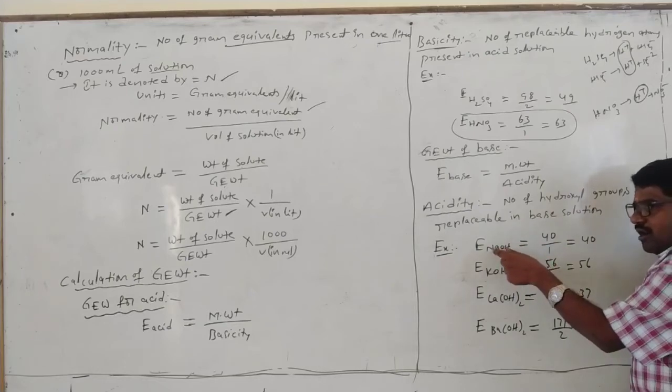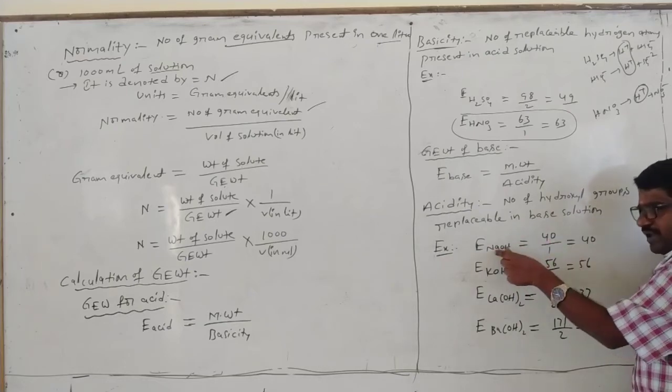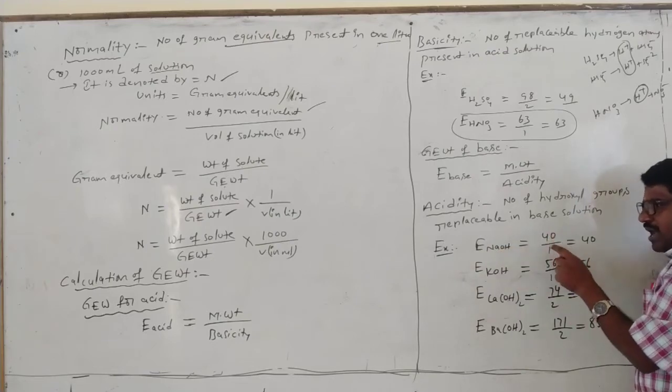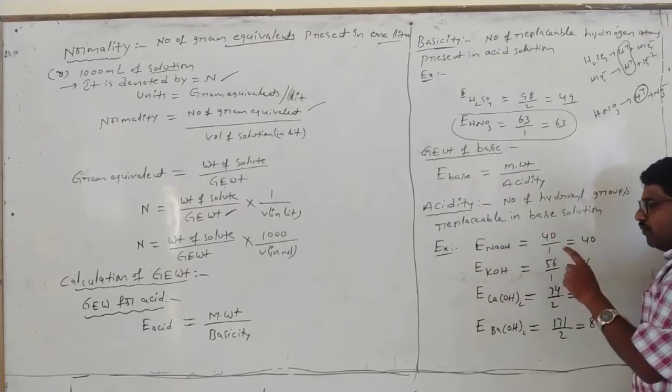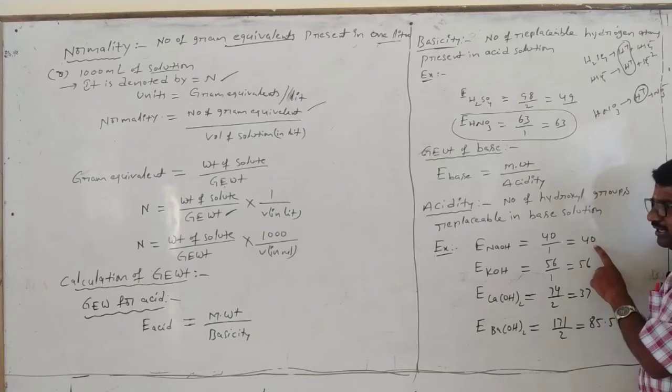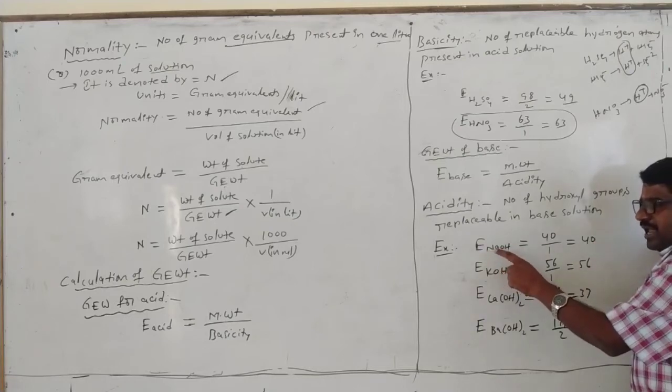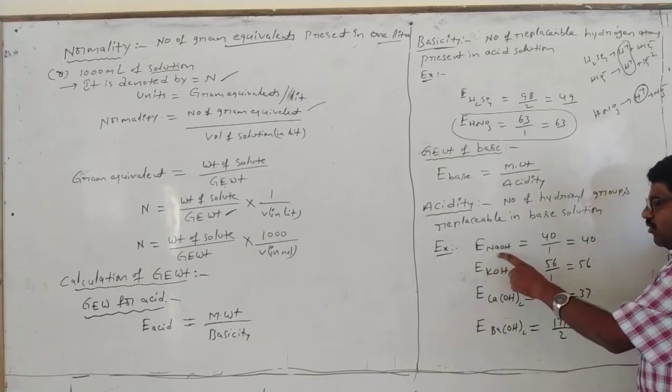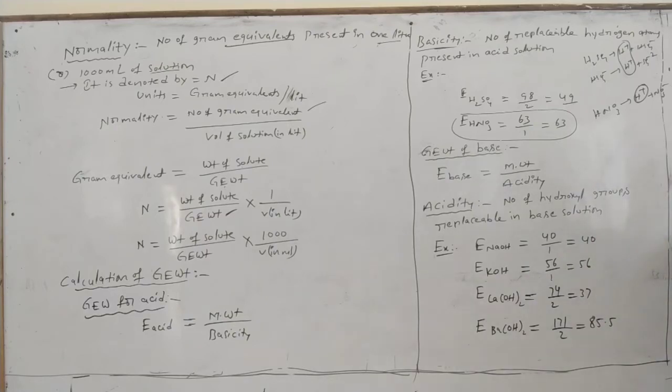So the weight of the base, that is the molecular weight of NaOH, is 40. Divided by how many replaceable OH groups? 1. So 40 by 1 means 40. That is, the gram equivalent weight of NaOH is 40. Next, KOH: 56 by 1.